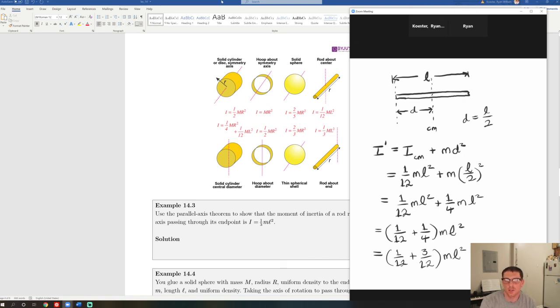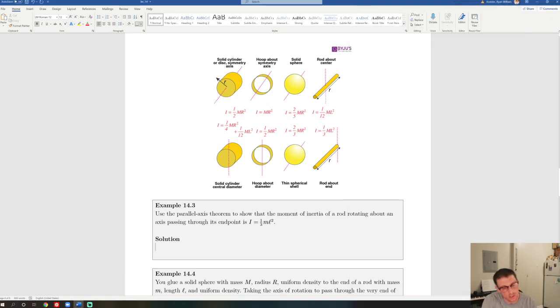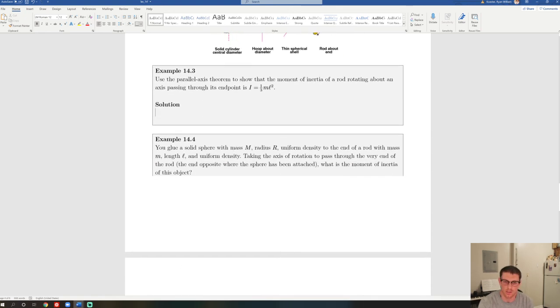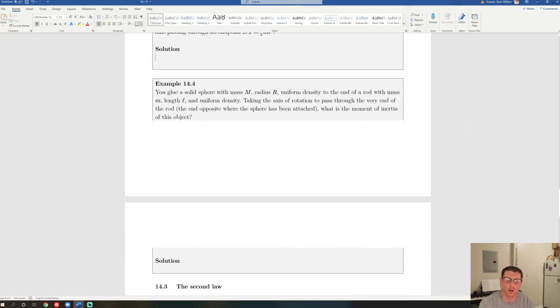We'll look at another example here, because I think the best way to make this clear is to work some examples. And this is going to be a bit more complicated. So I'll read the problem statement for you really quickly. You glue a solid sphere with mass big M, radius big R, and uniform density to the end of a rod with mass little m, length L, and uniform density. Taking the axis of rotation to pass through the very end of the rod, the end opposite where the sphere has been attached, what is the moment of inertia of this object?